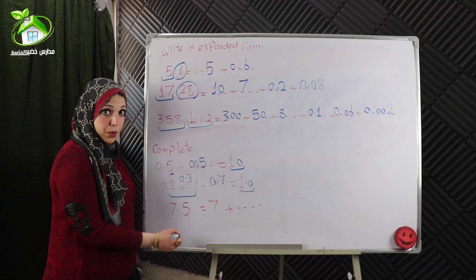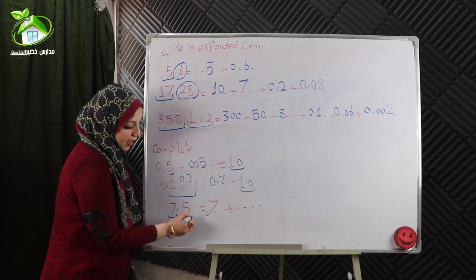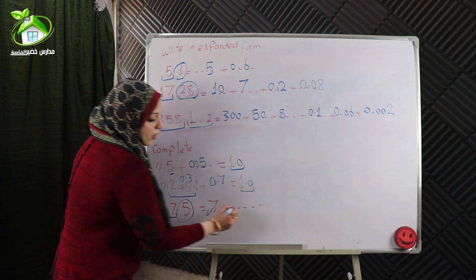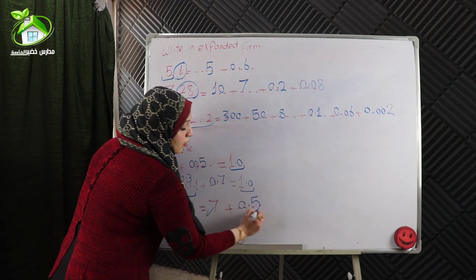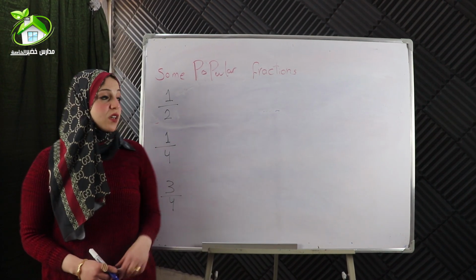The last example, 7.5 equals 7 plus what? I divided this number into two parts. The whole number, 7, and write it, and the decimal number equals 0.5.